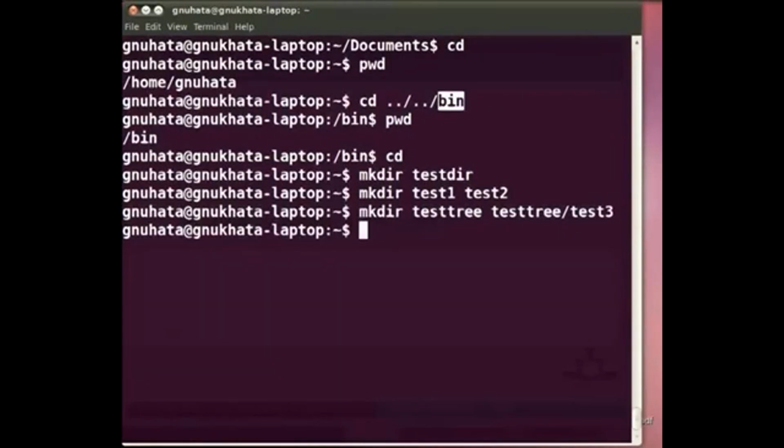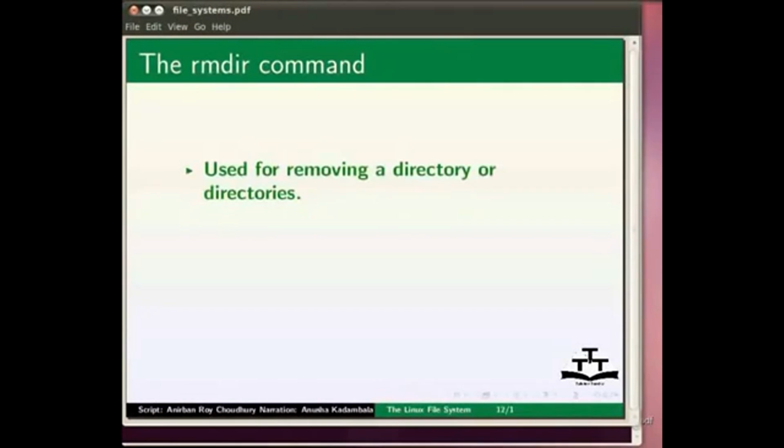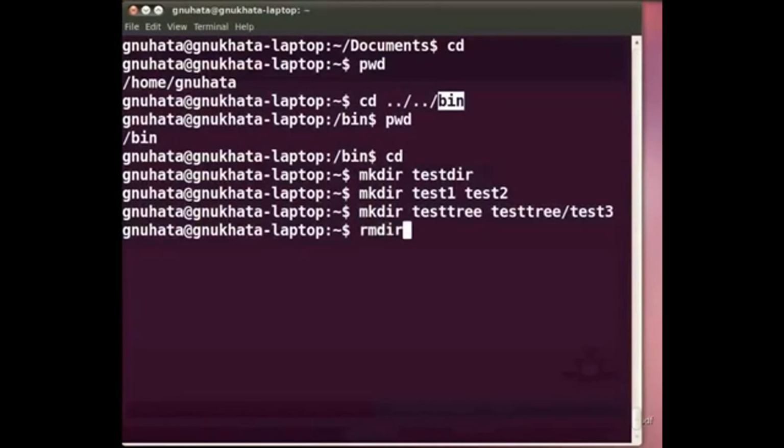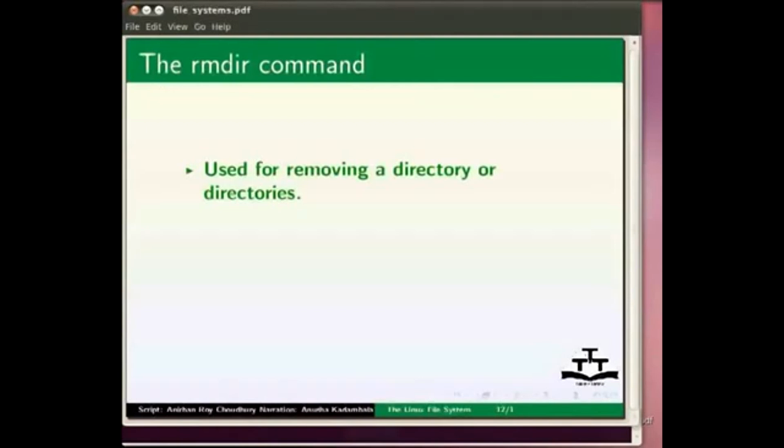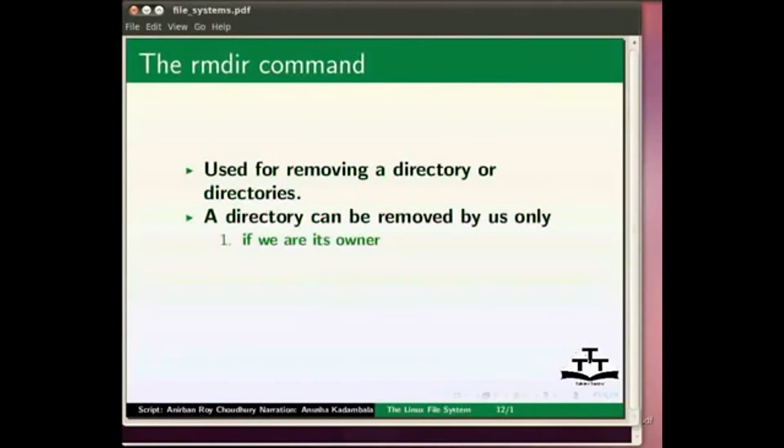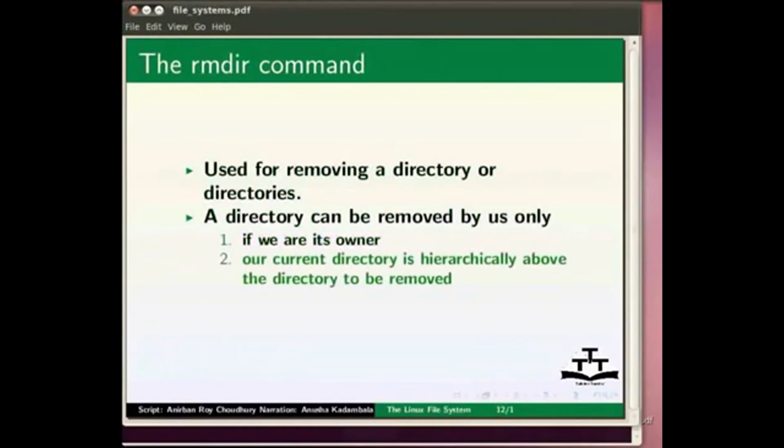Similar to the mkdir command is the rmdir command, which is used for removing a directory or directories. The command rmdir space test1 removes the test1 directory successfully. A directory can be removed only if you are its owner, your current directory is hierarchically above the directory to be removed, and the directory is empty.